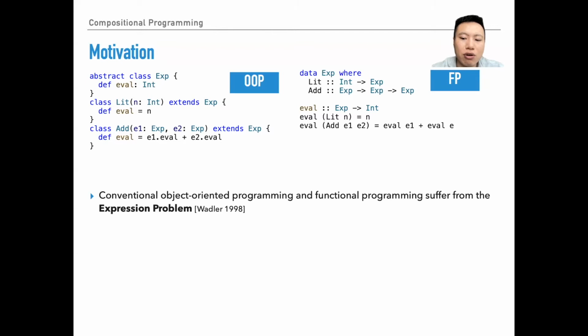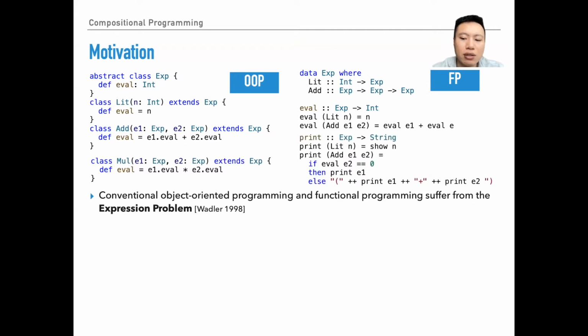Unfortunately, conventional OOP and FP suffer from the expression problem. It is easy to add new variants in object-oriented programming by defining new classes, such as a class for multiplication. However, it is hard to add new operations modularly, as it requires modification on the whole class hierarchy.